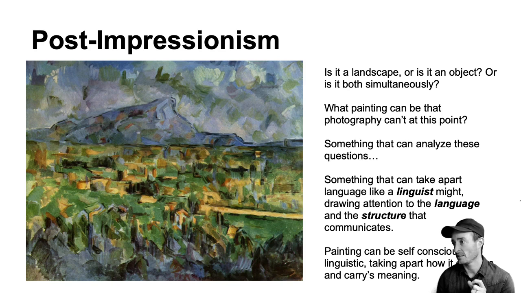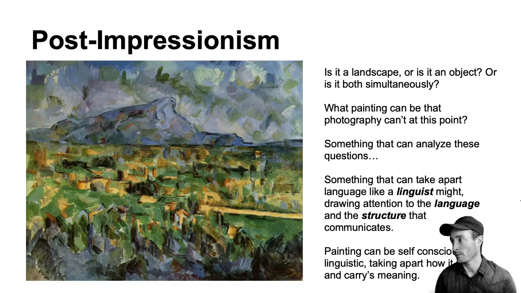So post-impressionism here, is it a landscape or is it an object? Right? Is it a canvas? Right? A flat surface hung on the wall or placed on a wall? Or is it both simultaneously? Is it that kind of landscape and an object?